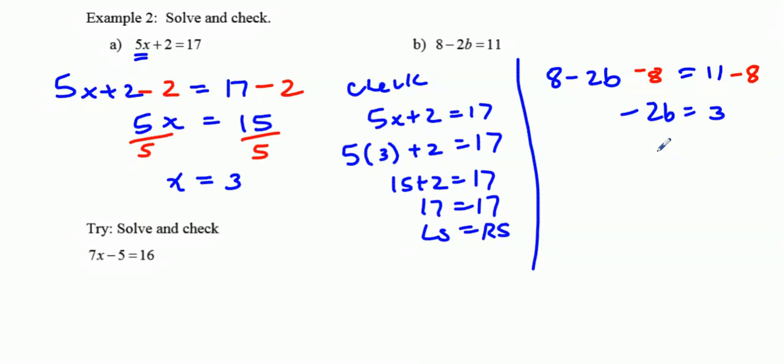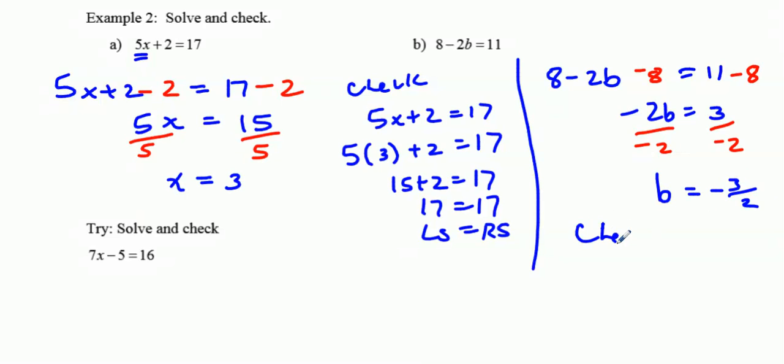And now it's just a matter of getting rid of that negative 2 that's being multiplied by the b. Inverse operation of multiplication is division. So of course I'm going to divide by negative 2 on both sides. So this is b equals negative 3 halves.